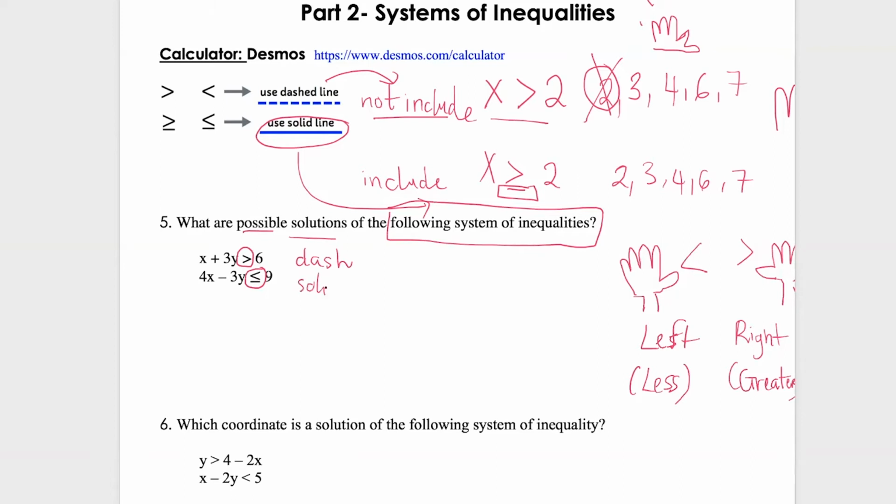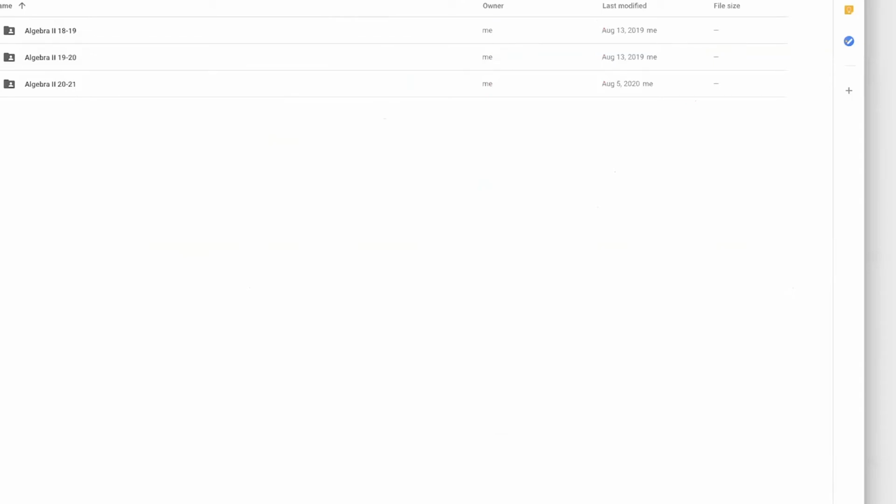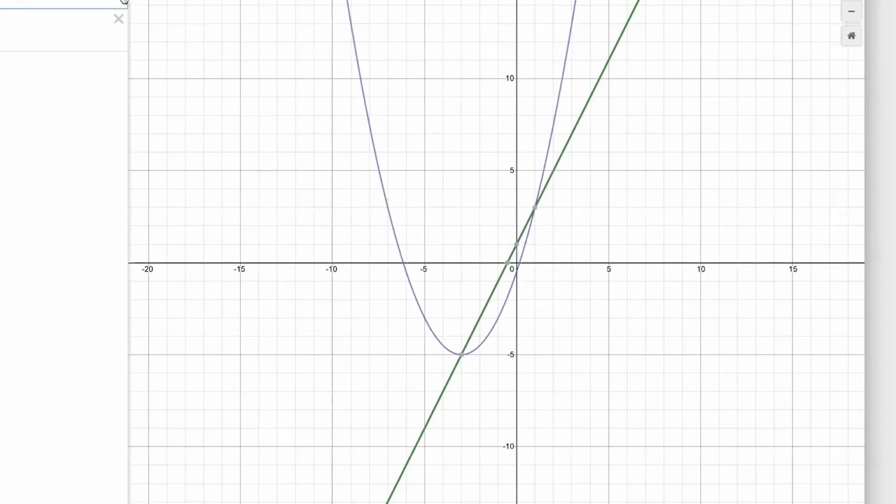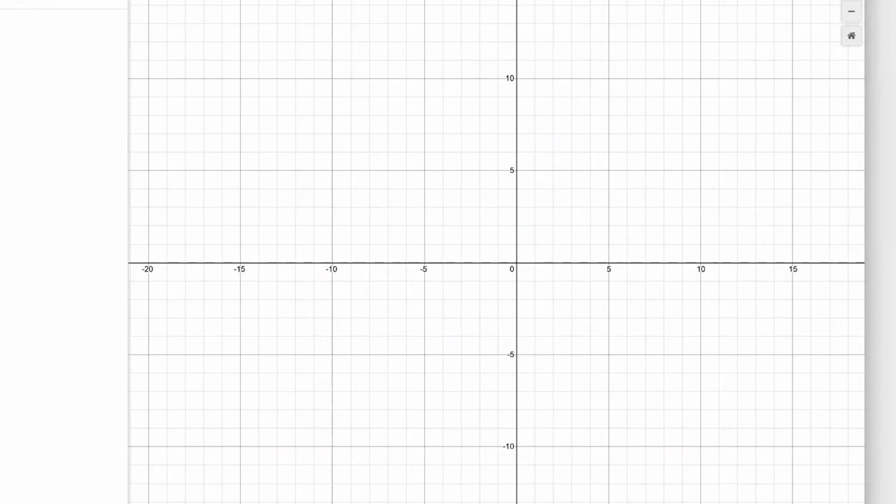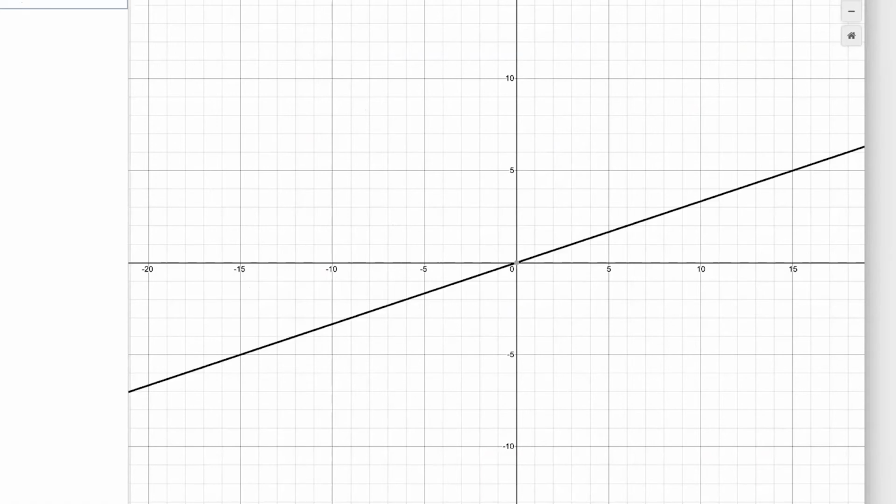Okay, and let's see if what Mr. Sawan said is correct or not. Where do we go to grab this? Mr. Barkley, where do we go to grab them? Desmos calculator online. Perfect. I love that. So let's go ahead and grab the first one. Would you mind reading the first equation for me, please? Yeah, it's x plus 3y is greater than 6. X plus 3y greater than 6.